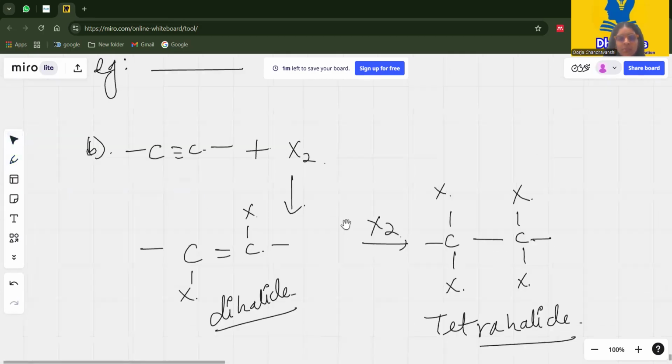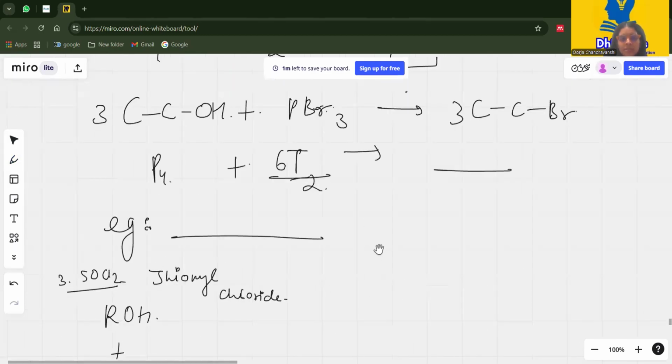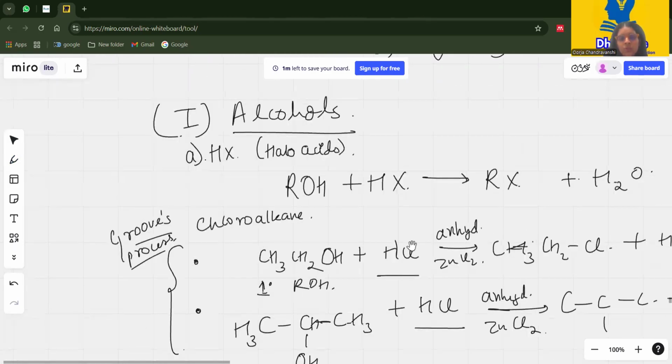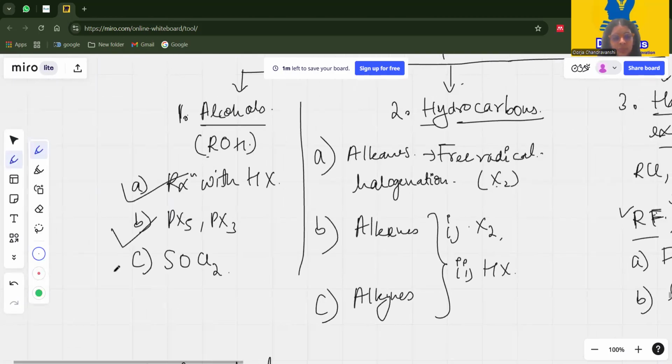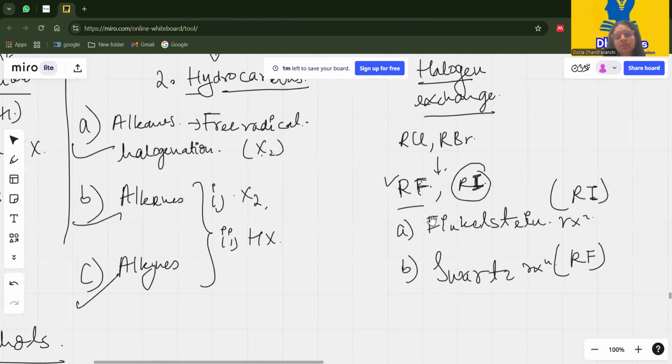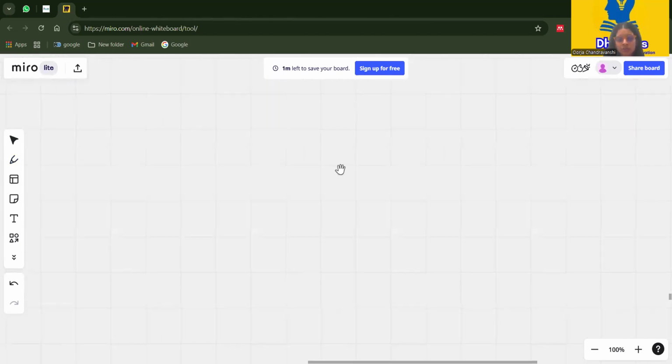Okay. This marks the completion of reactions of hydrocarbons as well. So we've written a lot, learned a lot today. You should be proud of yourselves. So alkanes, alkenes, and alkynes are also covered. And lastly, we just have two reactions, Finkelstein and Swarts. Let's have a quick look at it.